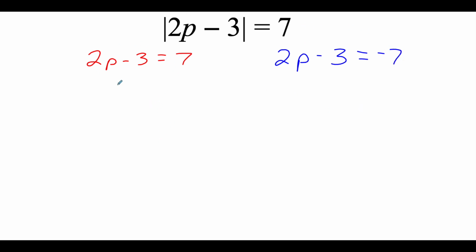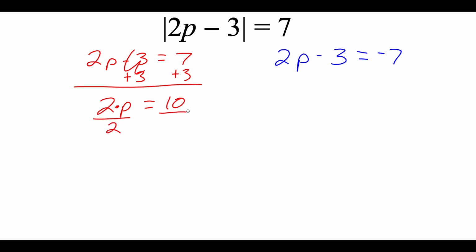Now, if we work on the left-hand side, this is a two-step equation, so we want to get rid of that minus 3 first. So we're going to add 3 on both sides, and that's going to leave me with 2p equals 10. I still need to get rid of that 2 that's attached to the p. 2p really means 2 times p. So to get rid of that times 2, we're going to have to divide both sides by 2. So that leaves me with a p-value of 5.